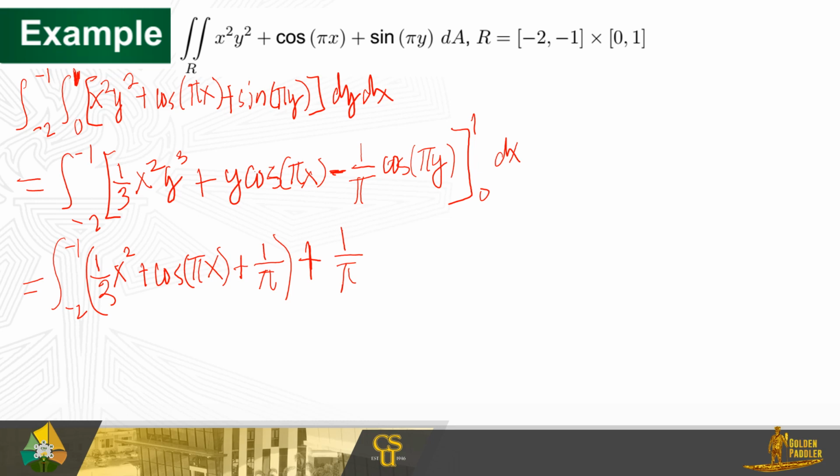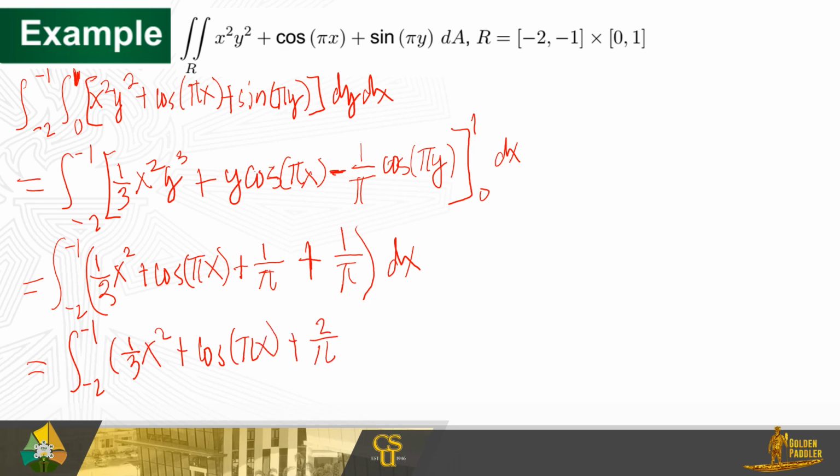Just this, no? Let me erase this first. Then, just here. dx. So, we know we have two 1 over pi, no? So, we can combine them, because they are like terms. So, we have 1/3 x squared plus cosine of pi x plus 2 over pi dx.